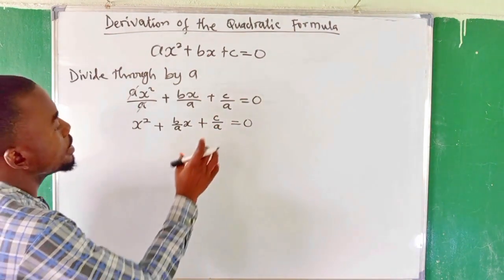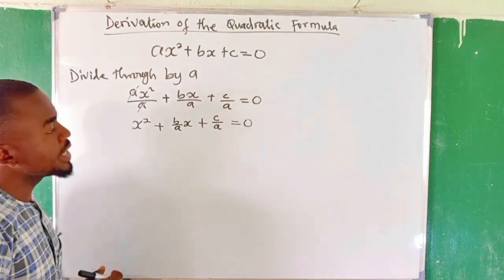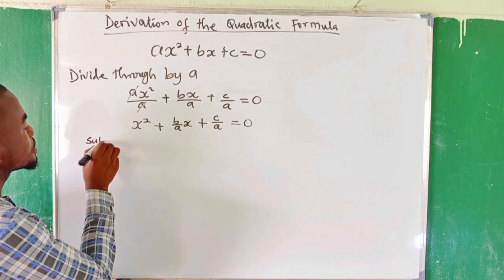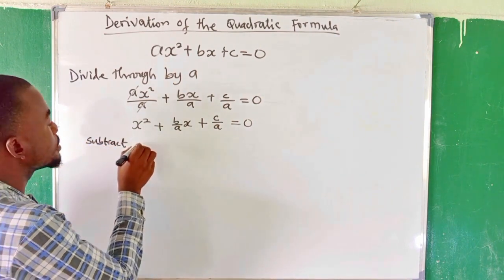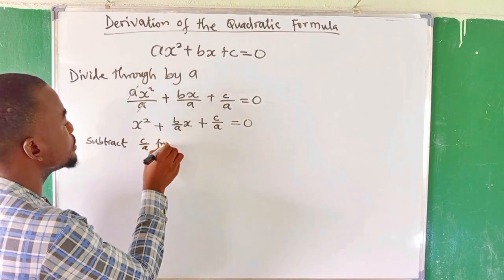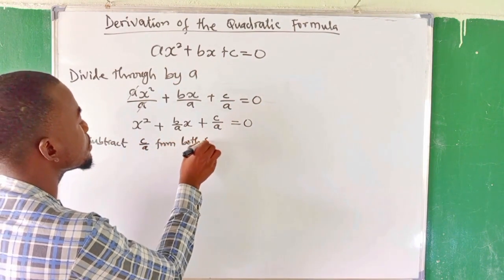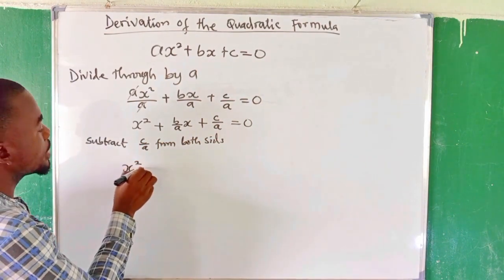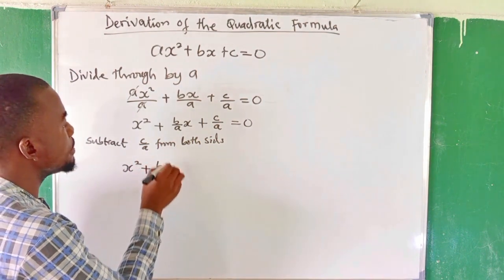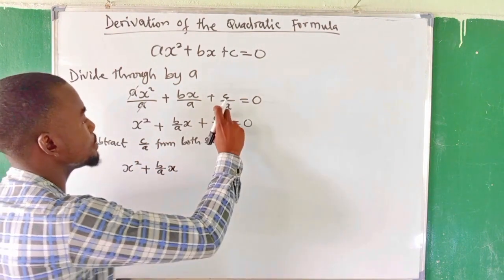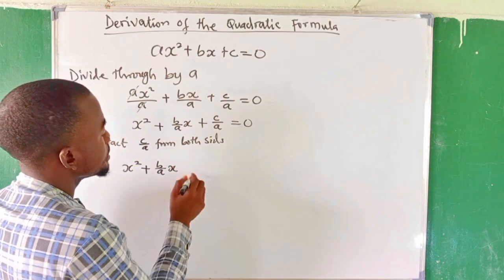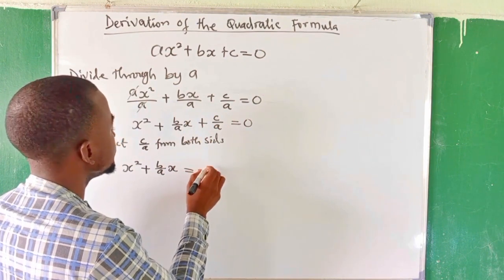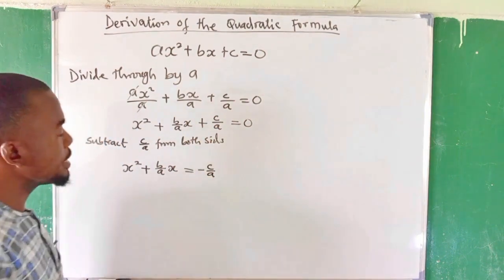The second step, we take the constant term to the right hand side of the equation. That means we need to subtract c over a from both sides. By that we have x squared plus b over a x. Now because we are subtracting c over a from this side, this will turn 0. We now have equals to 0 minus c over a. And we have c over a.